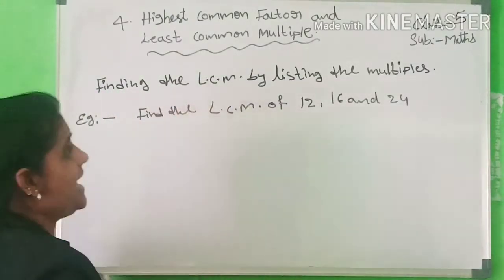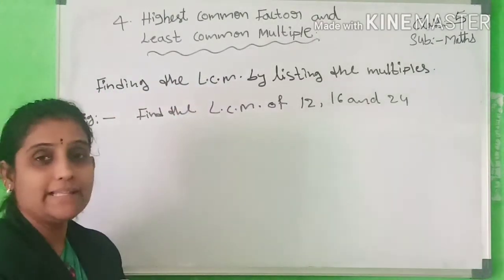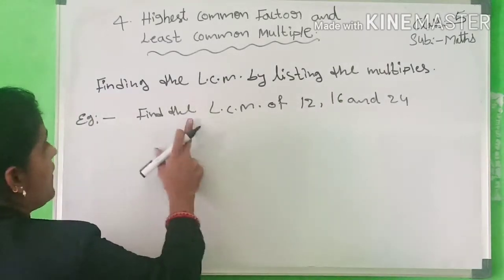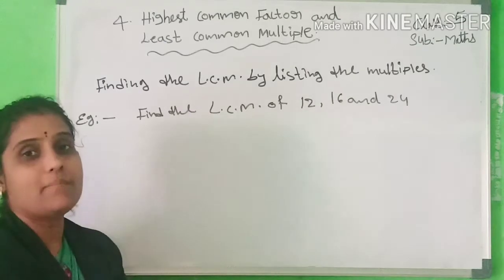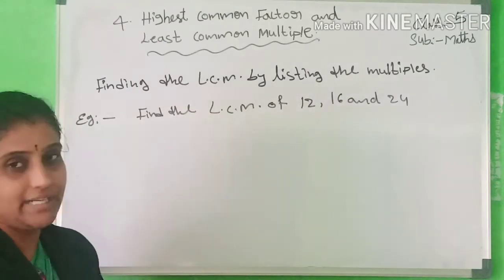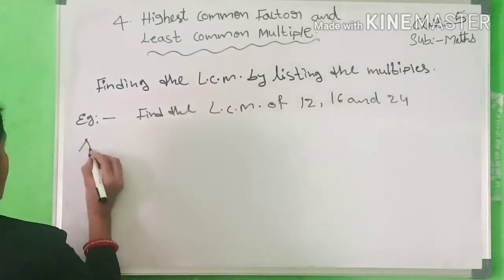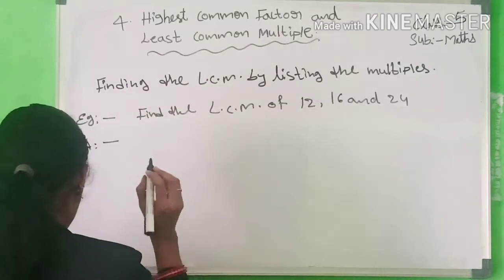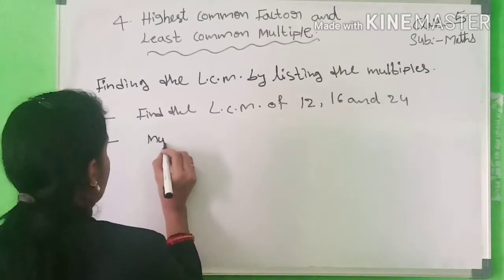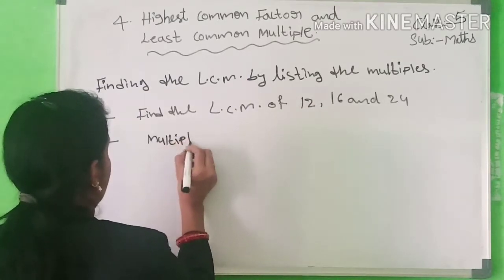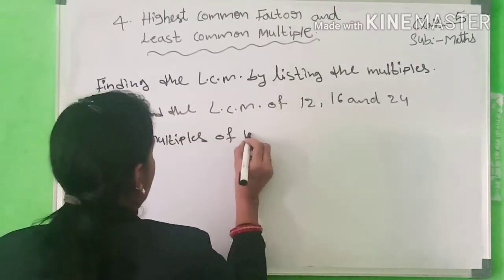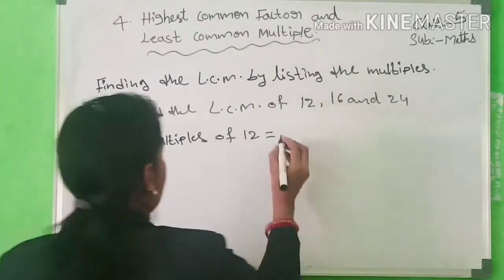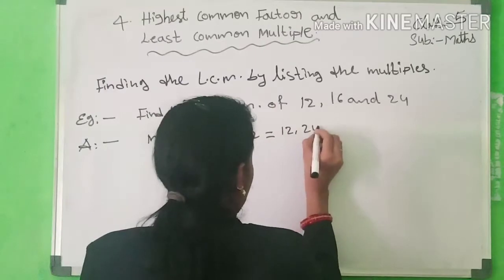Find the LCM by listing the multiples. For example, find the LCM of 12, 16 and 24. Okay children, first the multiples of 12. You have to write here the 12 table. What are they? The multiples of 12.